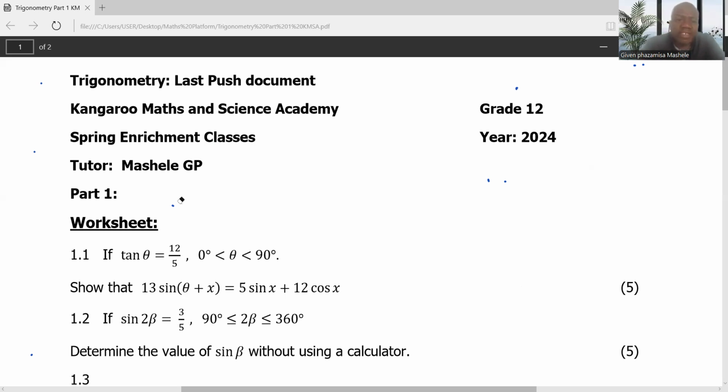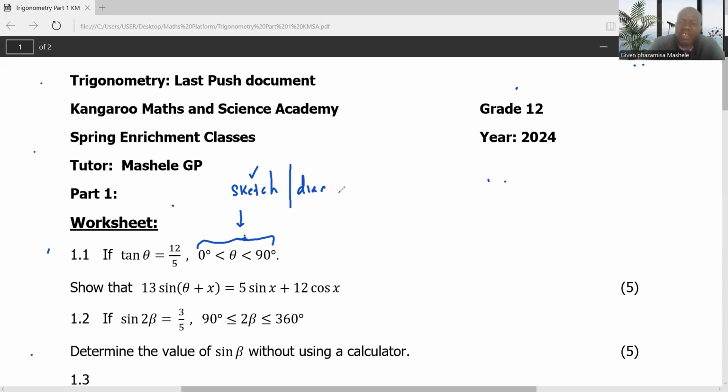Ladies and gentlemen, these are equations where usually they will say, evaluate this with the aid of a diagram and without using a calculator. In most of the cases where they want you to evaluate these trig ratios when you are given boundaries or intervals, usually you need to have a sketch. There must be a diagram or a sketch.